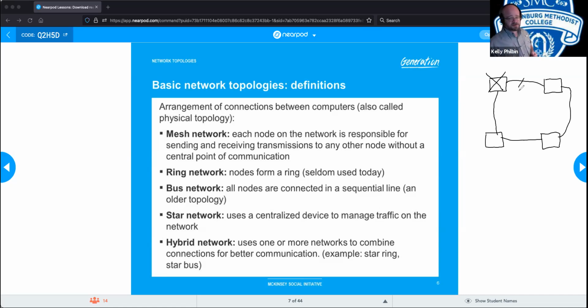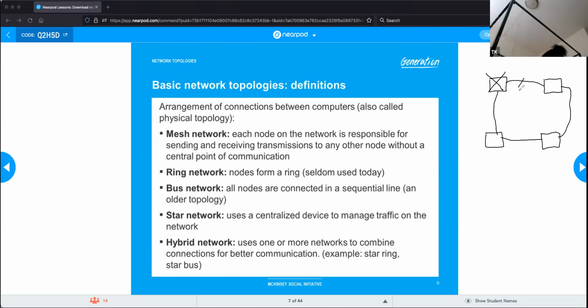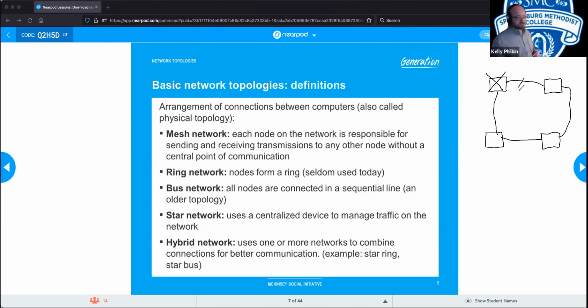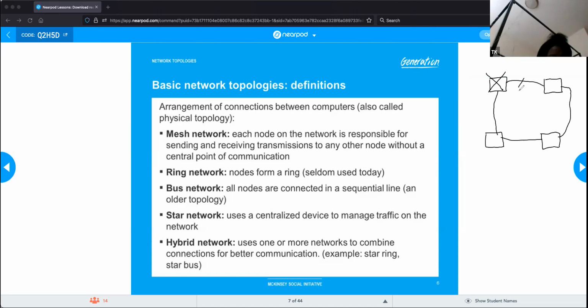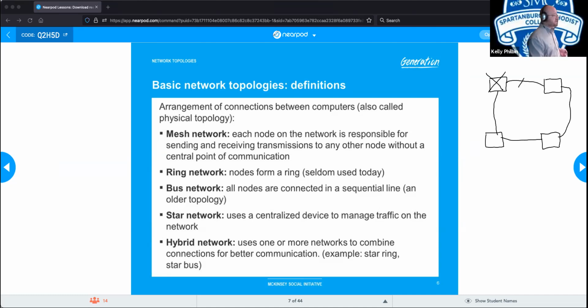Do you have a question, TK? Did you have a question? You were still off mute, so I was just curious. Oh, I'm sorry. I didn't realize I was. No worries. All right, so that's ring and mesh.